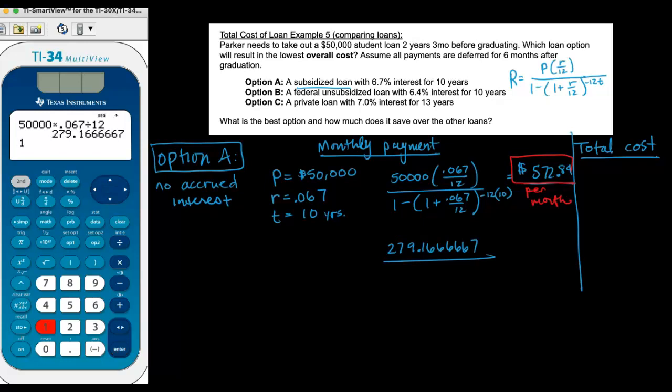So I'm just going to type in 1 minus parentheses 1 plus 0.067 divided by 12 end parenthesis, raised to the -12 times 10 power, or you can just multiply it ahead of time and just get -120 and do it that way. And then you're going to write down your denominator. And then you can divide these to get your answer, or there's this answer button, which is really helpful.